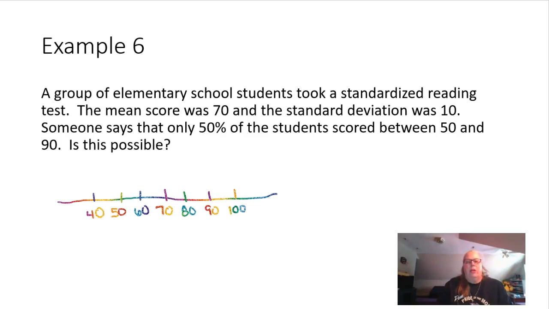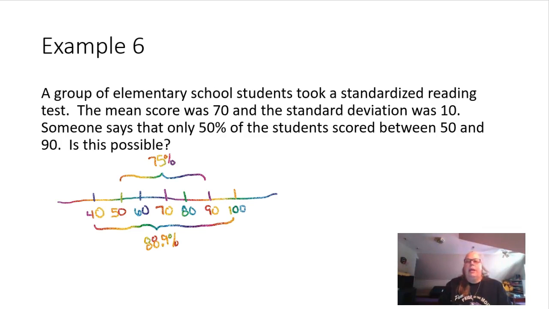All right. According to Chebyshev's inequality, we can expect about 75% of the students to score between 50 and 90 on this test. And we can expect about 88.9% to score between 40 and 100.